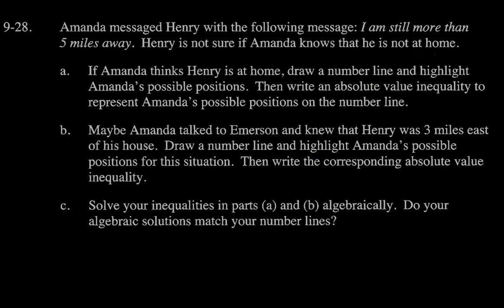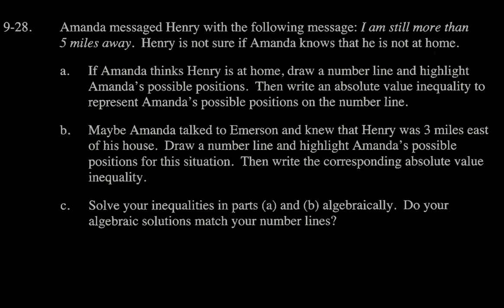Amanda messaged Henry with the following message: I am still more than 5 miles away. Henry is not sure if Amanda knows that he is not at home. Oh, she doesn't know, because remember, he's 3 miles east of his house still, right? So if Amanda thinks Henry is at home, draw a number line and highlight Amanda's possible positions. Then write an absolute value inequality to represent Amanda's possible positions on the number line.